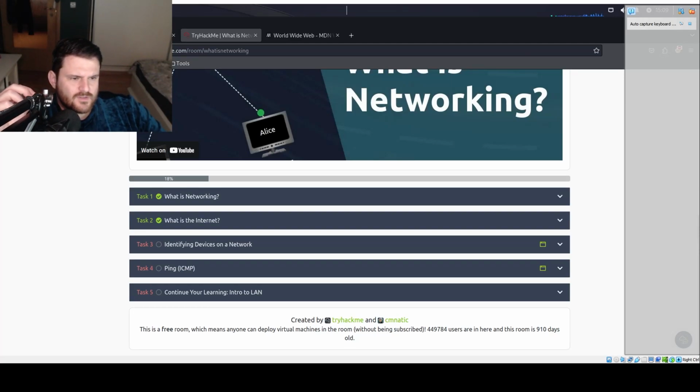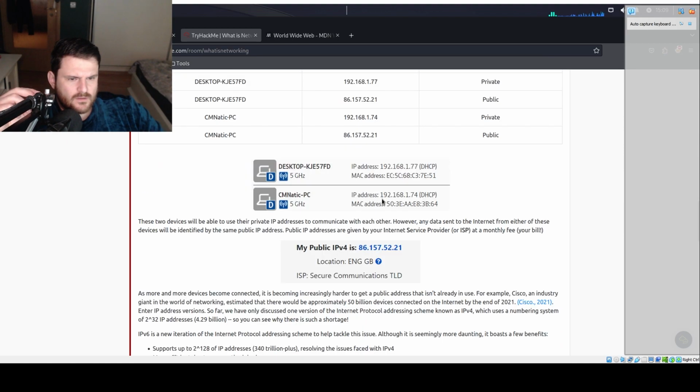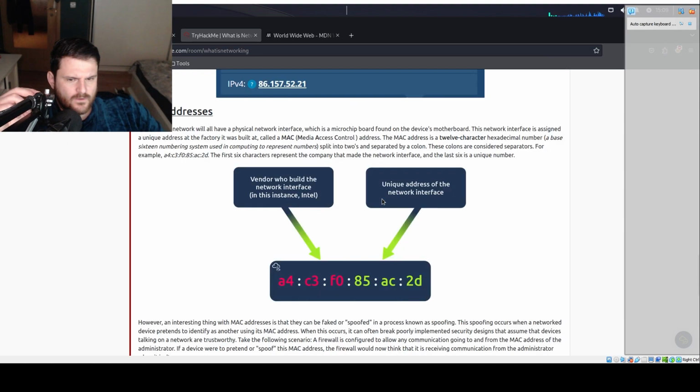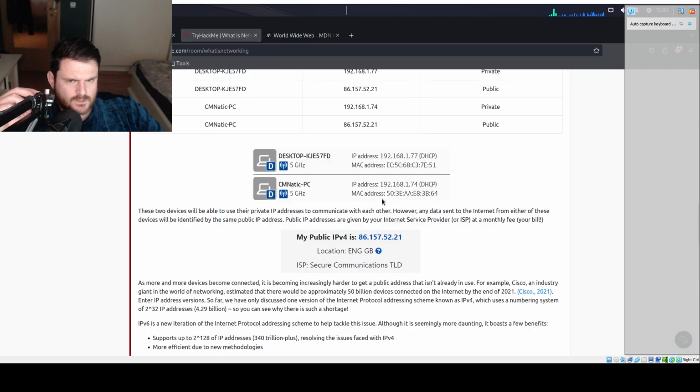Identifying devices on a network. The first thing that I can see is that we have a website built in here to display these concepts that we'll go through.